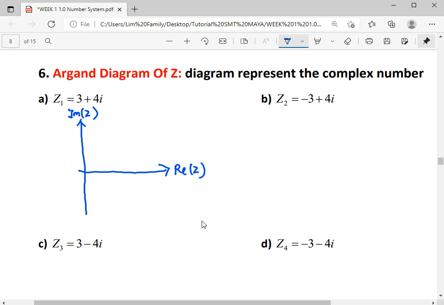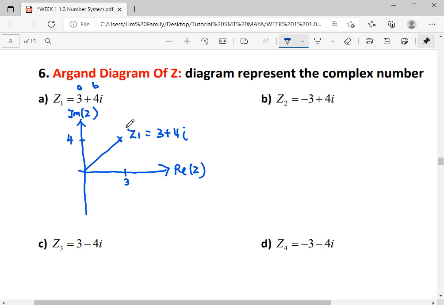The real part is positive number 3, so it is on the right hand side. A is 3, B is 4, so the imaginary part b is 4. So here is our complex number Z1 equals 3 plus 4i. When we draw out our complex number on this Argand diagram, we can see the position of our complex number. This complex number is in quadrant 1.